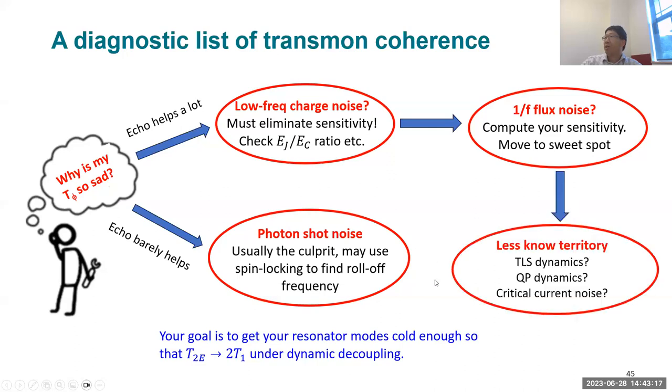And there are still mysteries. There are still a lot of low frequency drifts in the system, and sometimes people see low frequency noise beyond simple charge and flux noise. There are certainly situations where T2 Ramsey is far from T2 echo. So there are still a lot of open questions remaining in that territory. That will be my take home message for you to think about. And your homework is to make your qubit good.